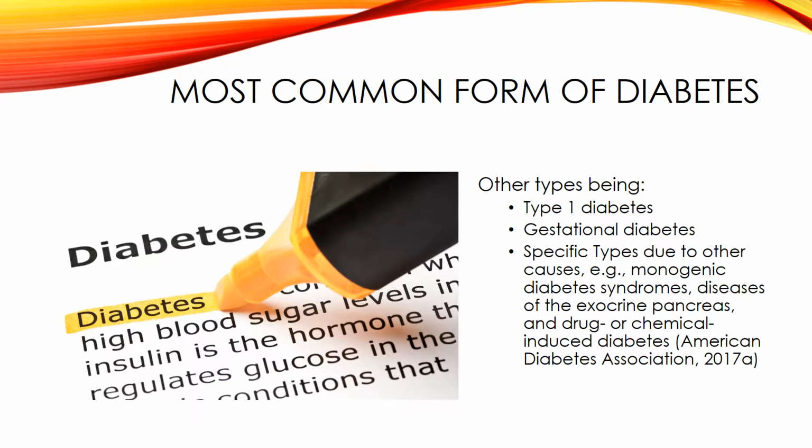For example, monogenic diabetes syndromes such as neonatal diabetes and maturity onset diabetes of the young, diseases of the exocrine pancreas such as cystic fibrosis, and drug or chemical-induced diabetes such as with glucocorticoid use in the treatment of HIV/AIDS or after organ transplantation.